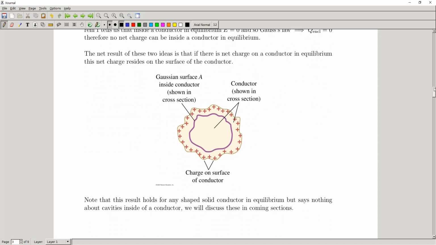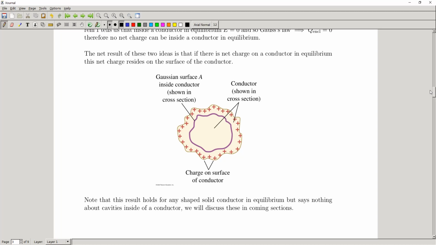If you have some sort of conducting material, like in this picture, some sort of conductor, this could be an iron block or something, and we have some net positive charge on it, and this thing is in equilibrium, these charges are not whizzing around. Then where does the charge have to reside? It has to reside on the surface. That's an important result that we're going to want to keep in mind as we go forward.